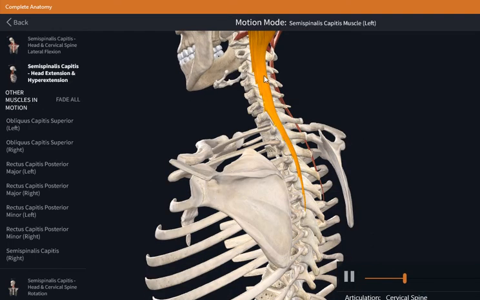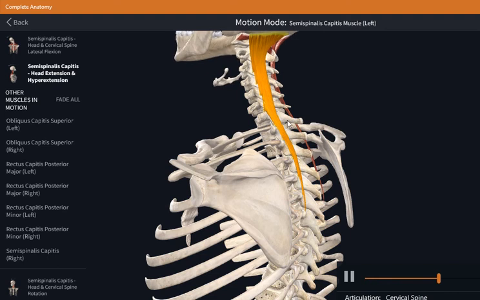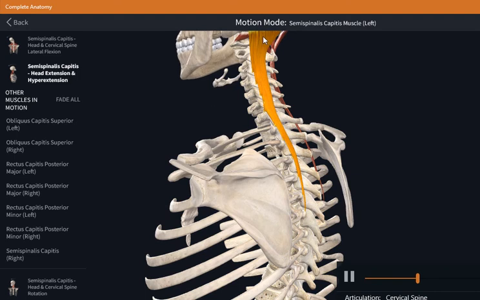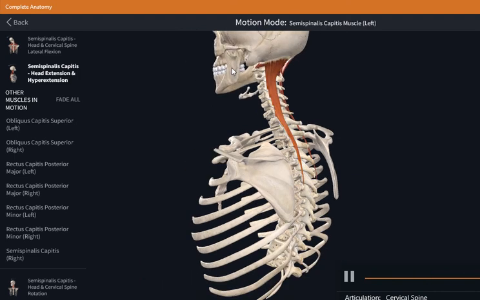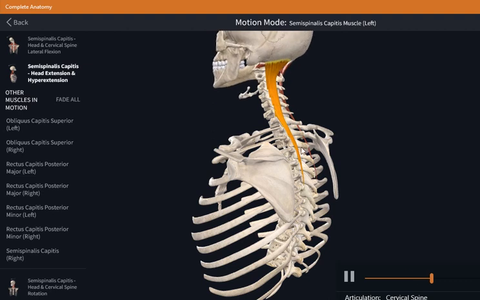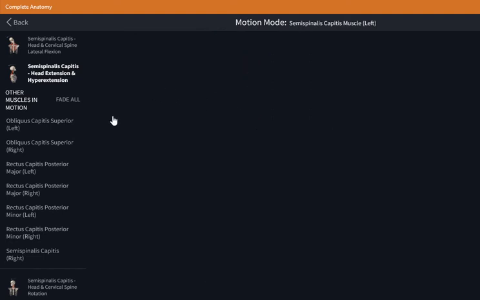So the head extension is in this direction. It extends in this direction. So after the flexion of the other muscle, it's going to extend in this direction. So that's the direction in which it moves. So this flexion is not its motion. So it's after the flexion that is extension due to the semispinalis. So now this is the motion that semispinalis performs.